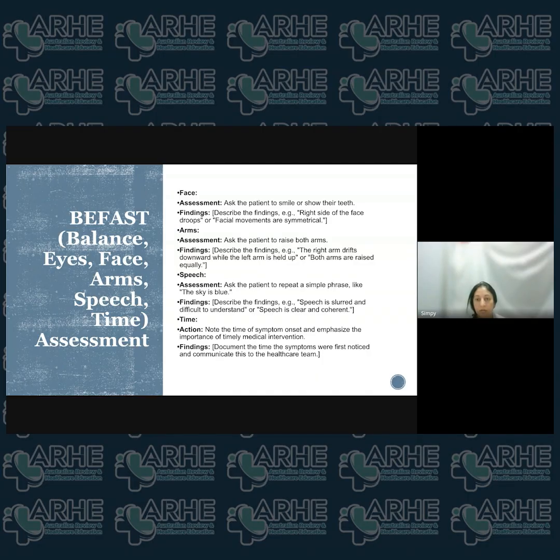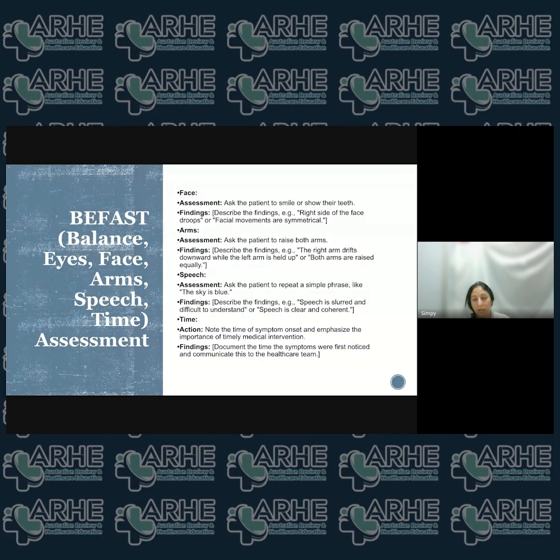Thank you. Okay, so if you're using BEFAST, when you're checking for the balance, balance could be anything. It could be dizziness. It could be leaning on one side. It could be loss of balance, like ataxia, that they're not keeping up, their gait's not right, one foot's not matching with the other. It could be any of the things.